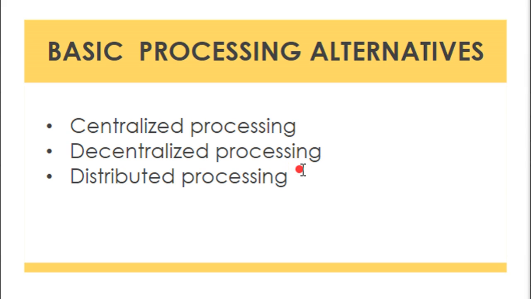While in distributed processing, devices are placed at remote locations but are connected to each other via a network. One benefit of distributed processing is that managers can allocate data to the locations that can process it most effectively.